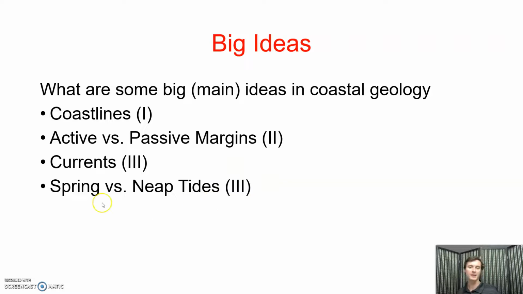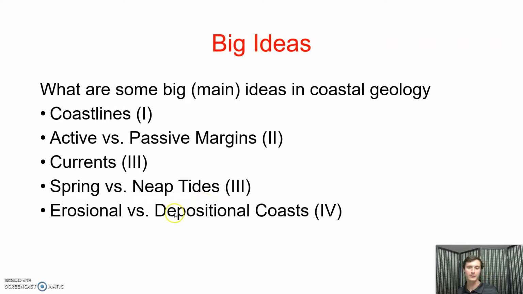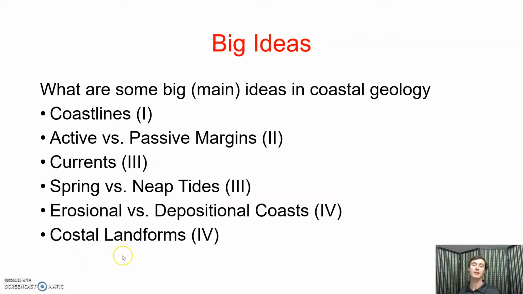We talked about tides, specifically spring and neap tides. Could you identify these? Could you explain how they are related to different phases of the moon? Things like the perigee and apogee, perihelion and aphelion. What causes tides in the first place? Finally, we talked about erosional and depositional coasts and our coastal landforms.